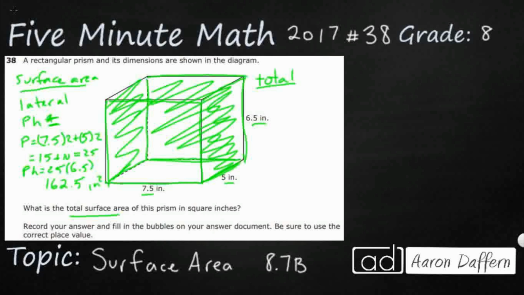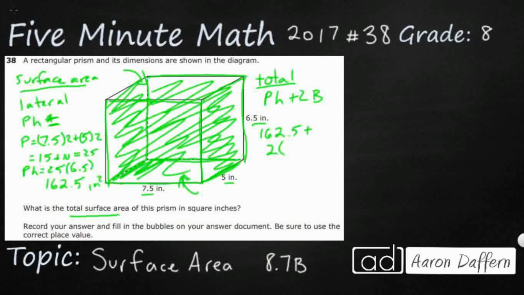Here's the front right here. What I need now are the top and the bottom base. But I need to include those four. So it's the perimeter times the height, which I've already gotten, plus my two bases. So that's why finding the lateral surface area helps. So my perimeter times my height, I've already figured that out. That's 162.5 plus, I need to just find 2 times the base. So the base is going to be the area of this base right here.